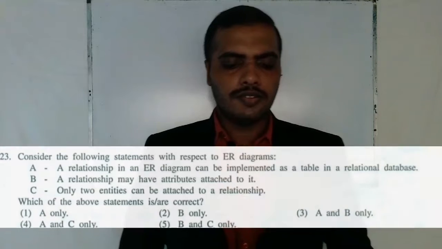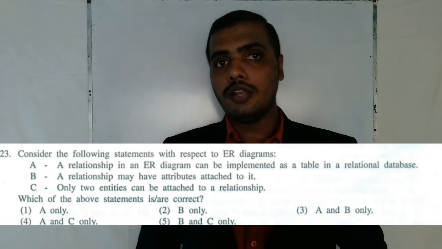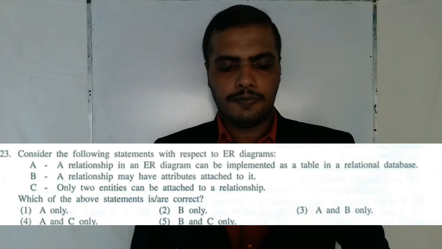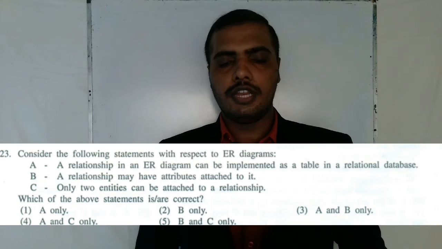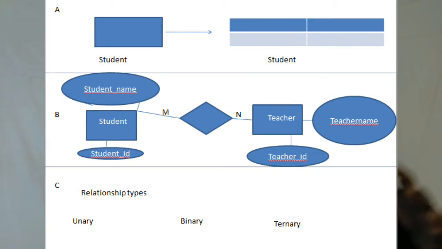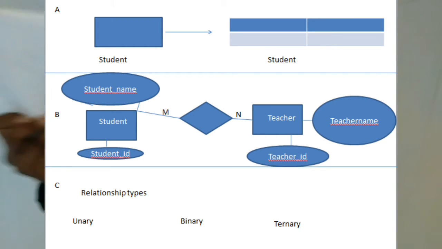23rd question. Consider the following statements with respect to ER diagrams. A, a relationship in an ER diagram can be implemented as a table in a relational database. Yes. In a many to many relationship, if you can recall your memory in database, we have a separate table or entity. We can take it in the ER diagram, in the database. It can be considered as a separate table, and it can also have its own attributes. So in B, a relationship may have attributes attached to it. As I said just before this, this is true.